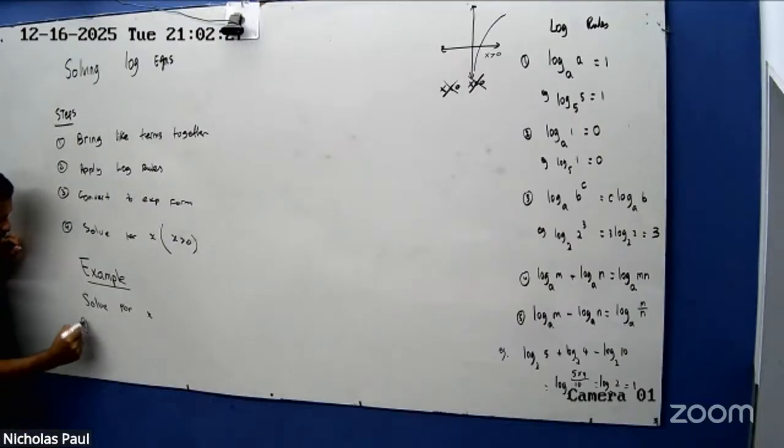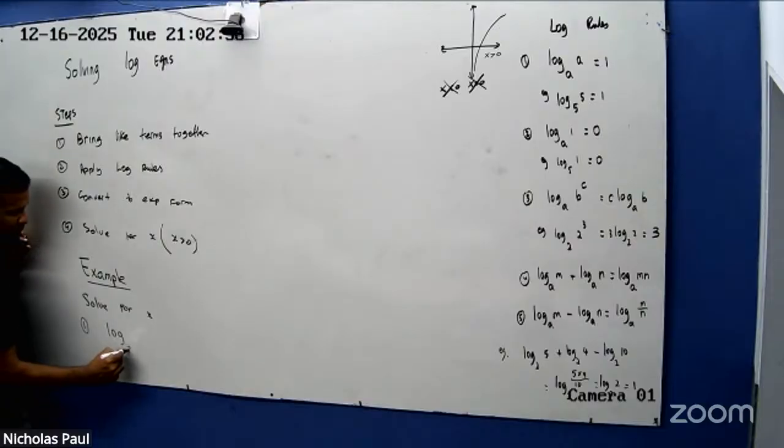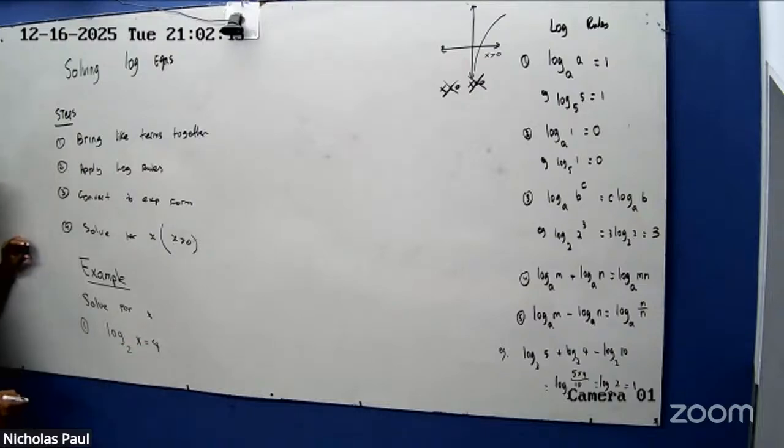So let's start really easy. Let's say I gave you something like this. Right. How will we solve something like this? Log x to the base 2 is equal to 4. Think about it in the meantime.